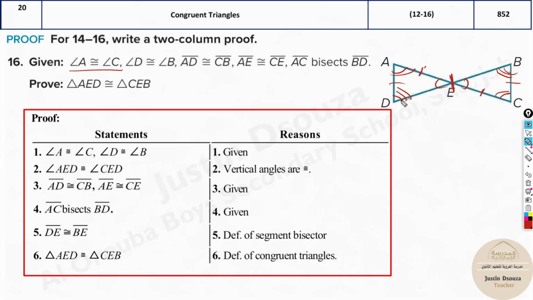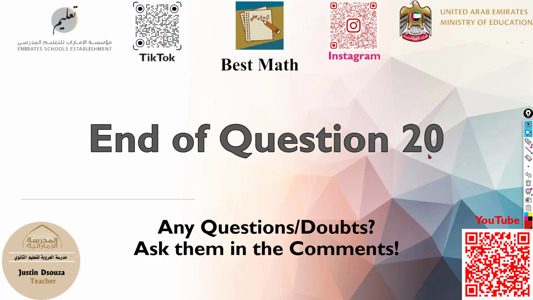Whenever a line is being bisected, imagine this is a 10 centimeter line, you bisect it, it will clearly be half, 5 centimeter, 5 centimeter, equal parts. So that means this and this are equal. So that is the segment bisector definition. And therefore all the sides and all the angles are equal, therefore the triangles are congruent to each other. That's how easily we can solve these problems, and that's the end of question 20.